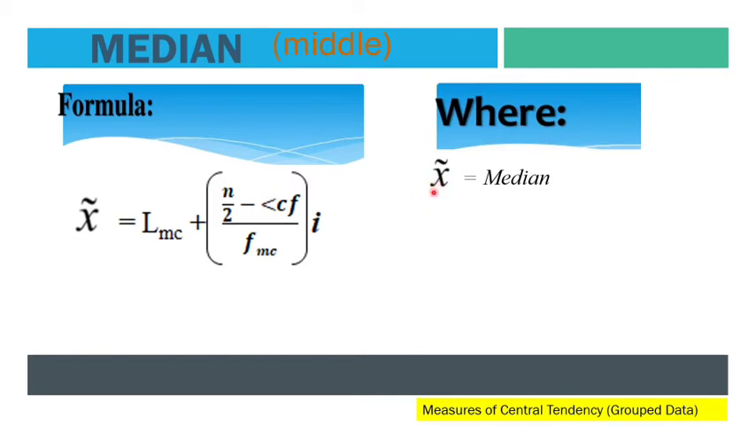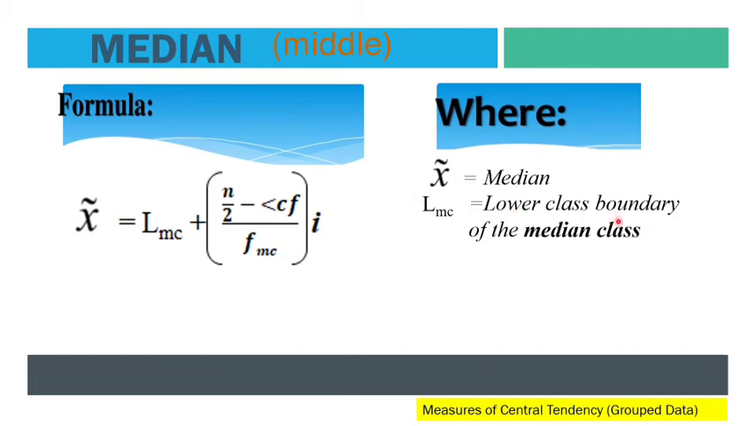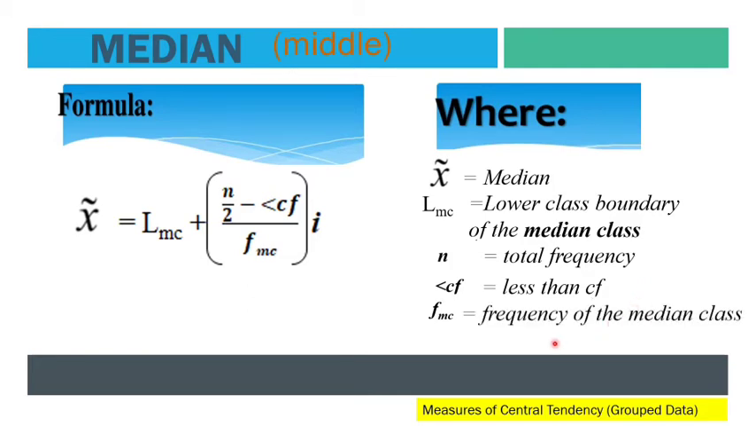Okay, so these are the meaning of these symbols. Of course, the x tilde is the median. LMC pertains to the lower class boundary of the median class. n is the total frequency. Less than CF pertains to, of course, the less than cumulative frequency. And the FMC pertains to the frequency of the median class. Let's dig deeper on this with our example.